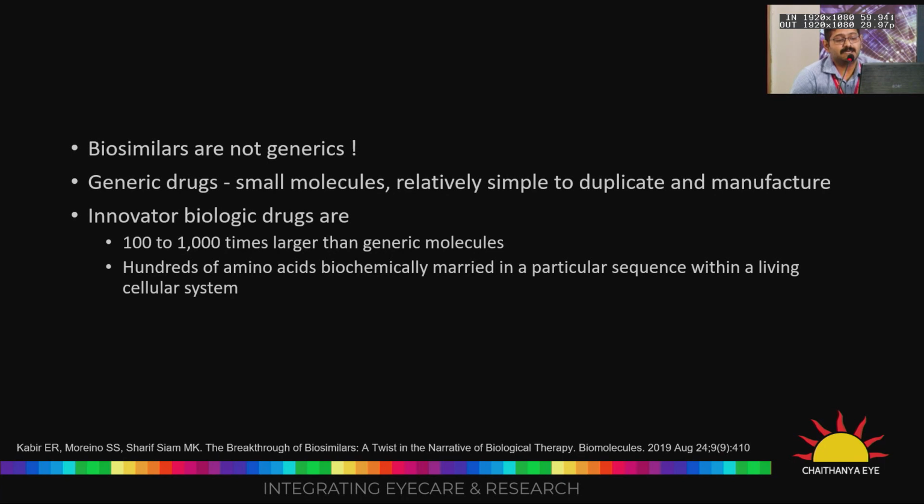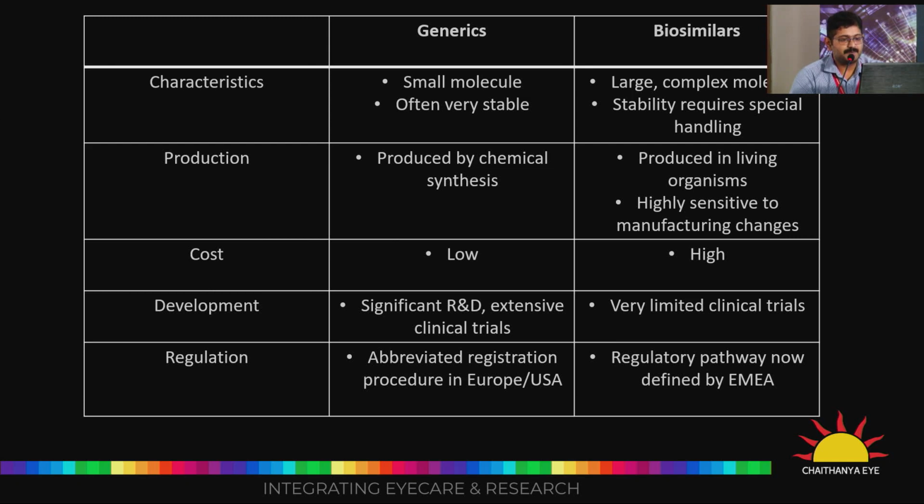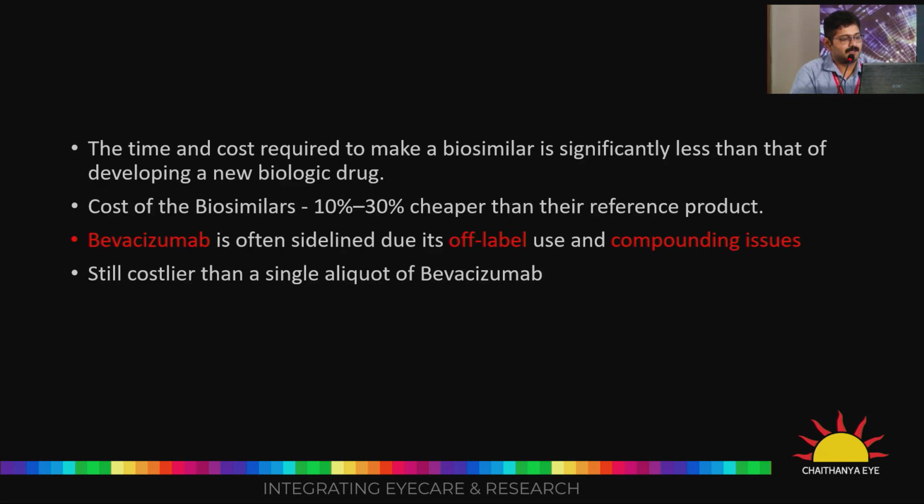Generic drugs are relatively simple to duplicate and manufacture, whereas innovator biologic drugs are 100 to 1000 times larger than the generic molecules. Basically, hundreds of amino acids are biochemically married in a particular sequence within a living system. So this is the difference between generic and biosimilars. The time and cost required to make a biosimilar is significantly less than that of developing a new drug, so the cost of biosimilars is sometimes half the cost of the original product.